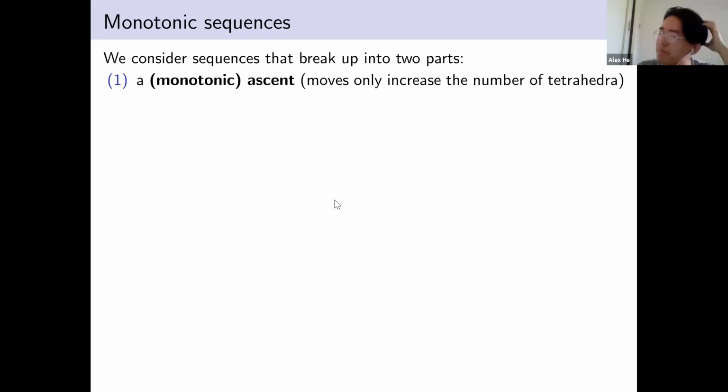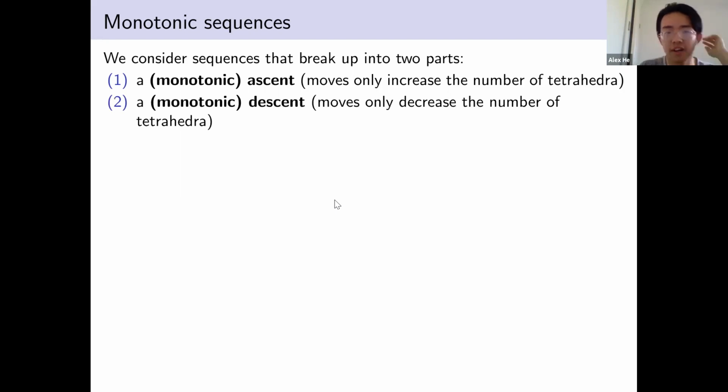So the next best thing is, what if you insist that the sequence breaks up into two parts? You monotonically increase the number of tetrahedra until you get to some point, and then monotonically decrease. That's the next best thing. Can you always find that sort of sequence in the pachygraph? This is a question that lots of people have worked on, and I've worked on, and disclaimer, I have not solved this.